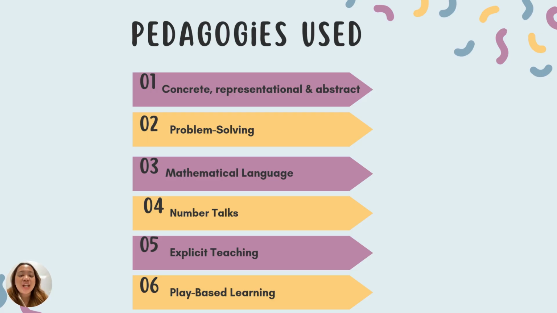Mathematical language is the vocabulary that we're going to teach students, such as equality, equal sign, equation, and sum. Next, we're going to have number talks, which is how students are talking, thinking, and learning throughout maths. And then we also use explicit teaching, which means that the teacher delivers their knowledge directly to the students. And we also have play-based learning.